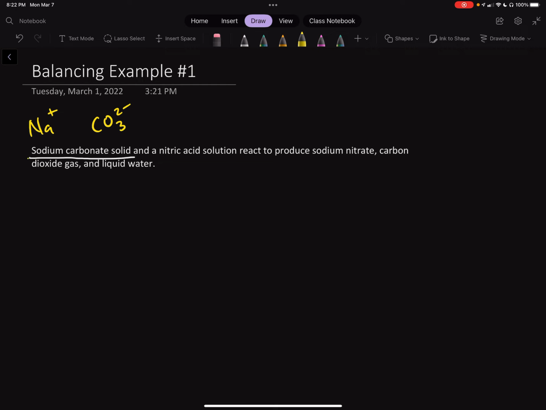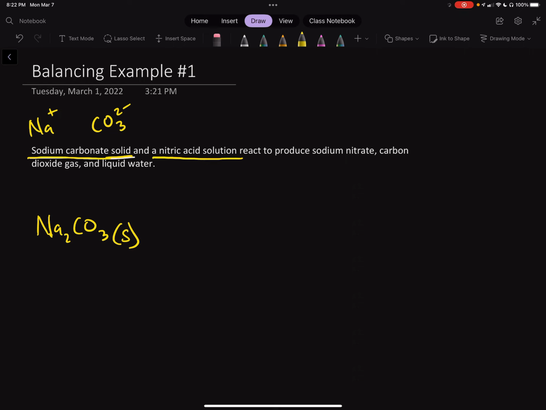So to get the formula for sodium carbonate, you want to think to yourselves, in order to form a neutral compound, how many sodium ions are going to be needed to balance with one carbonate? Since sodium is 1+ and carbonate is 2-, the formula would end up being Na2CO3. And since they did say it's a solid, we will just label it as a solid for the physical state. All right, next up, a nitric acid solution.